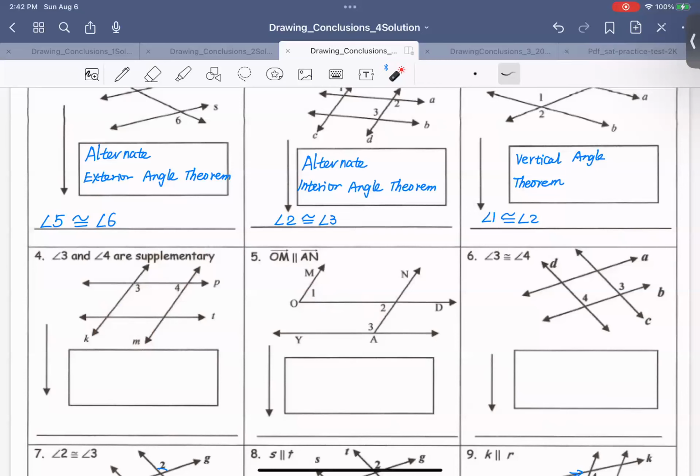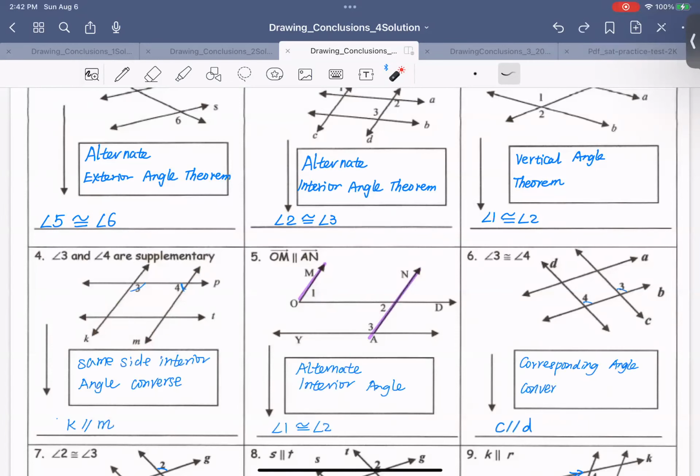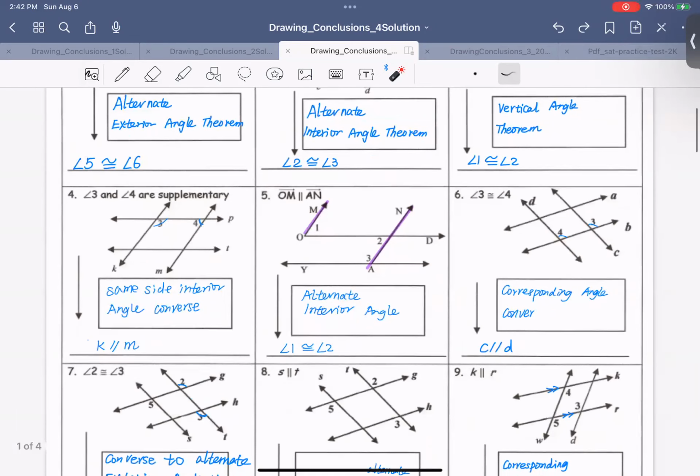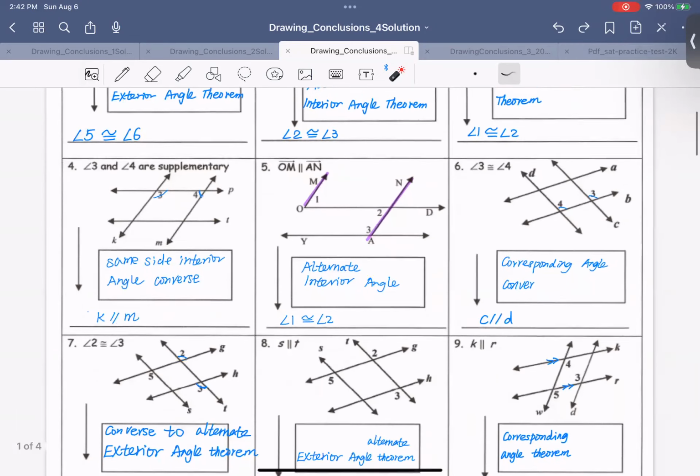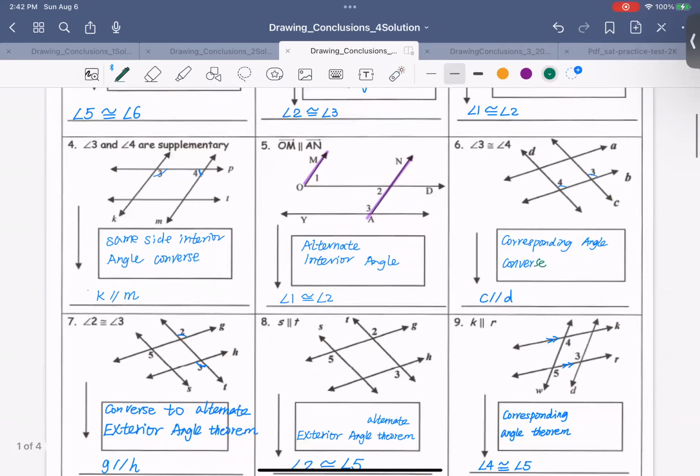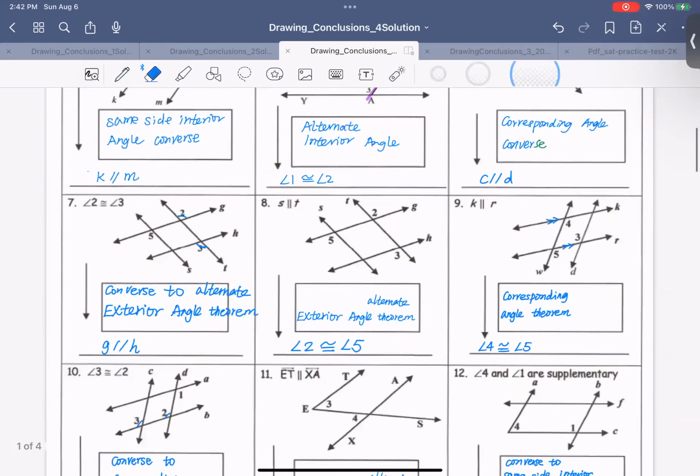Okay. And over here, angle 3 is congruent to angle 4. What conclusion do you want to have? Line C and line D parallel. So because? Corresponding angle converse. Thank you. That makes sense? Yeah, we have to make sure we put the converse, okay? All right. Next one, Sophie, let's do this row, please.